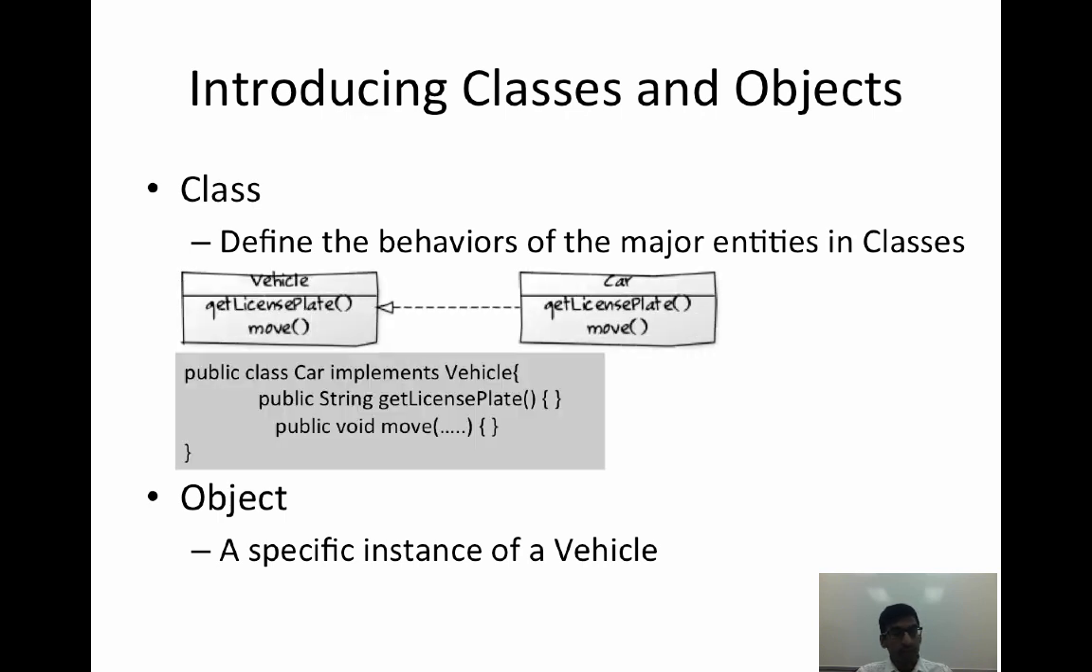So for example, in vehicle, I basically identified some behavior, and car is a class that implements a vehicle interface. Basically, I'm saying that car is a vehicle, and car is a class, so I can't just get away with identifying the behavior. I actually need to tell what this behavior should do. So car basically has all the behaviors of a vehicle.